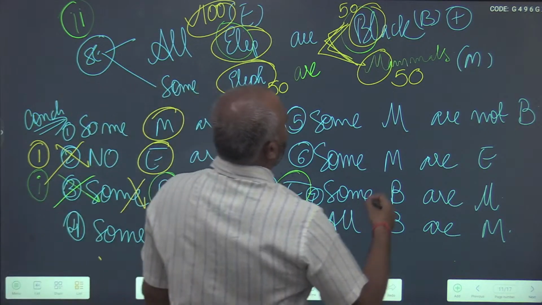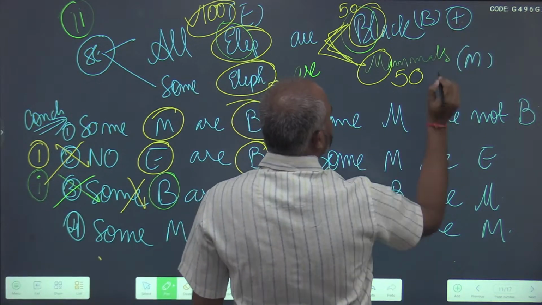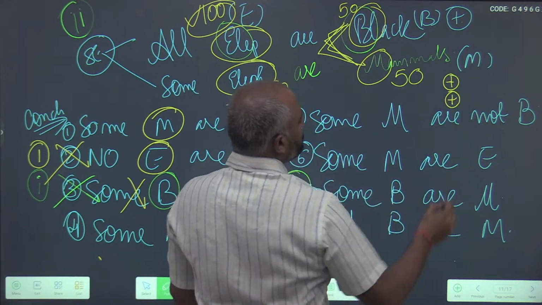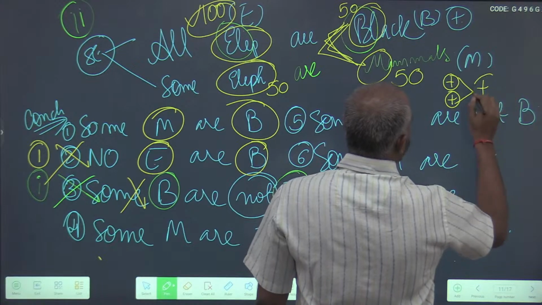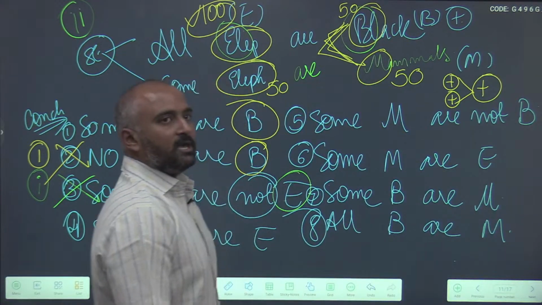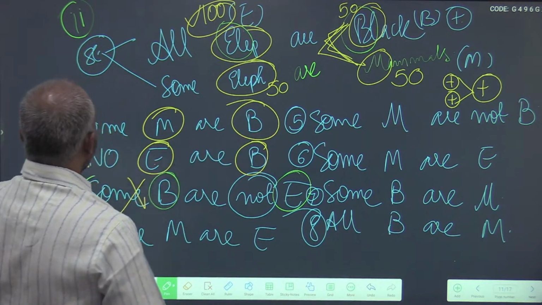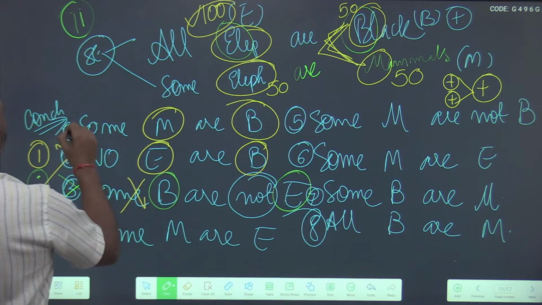Now, what type of connection? Statement 1 is a positive statement and 2 is also a positive statement. So only a positive conclusion can be drawn. Is this a positive conclusion? Some M are B. Yes, this is a positive conclusion.